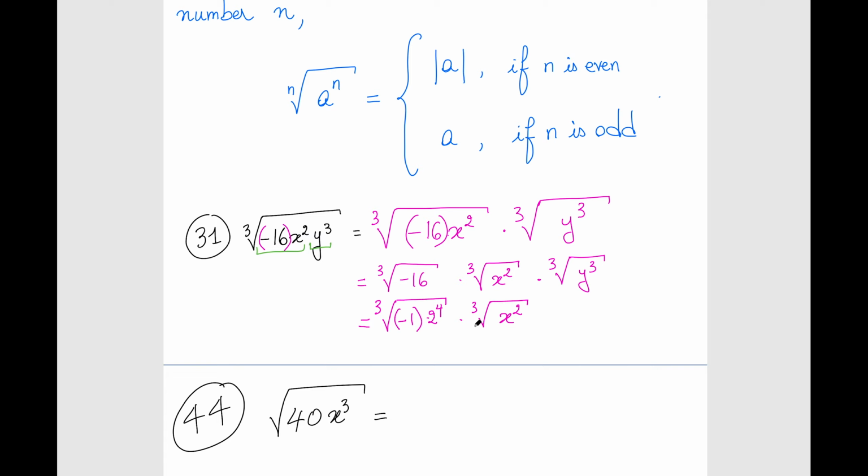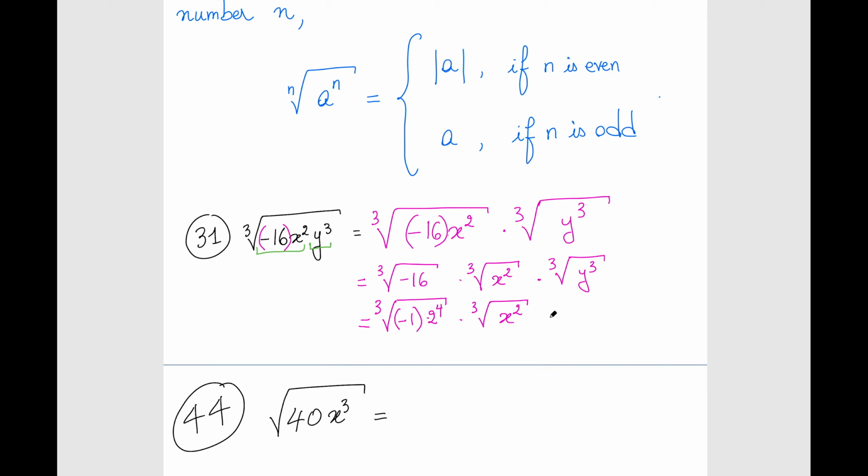I cannot simplify this. This is already simplified because I needed only 2 copies of x to come up with this radicand x squared. So I have no factors other than 1 for x squared that are a perfect third power, correct? In other words, I don't have an exponent here that's 3 or more.